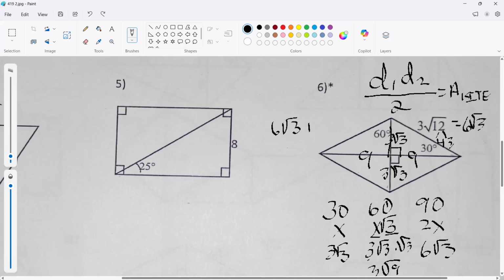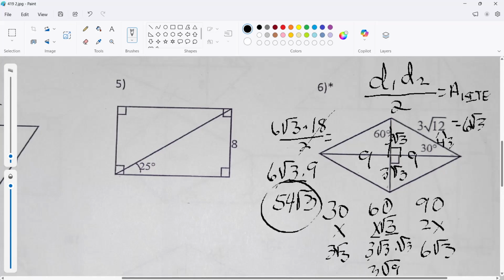6 square root of 3 times 18 divided by 2 equals, I'll just do 18 divided by 2 is 9. 6 square root of 3 times 9. 9 times 6 is 54 square root of 3. And that one has an asterisk, so it wants the exact answer. 54 square root of 3, square units.